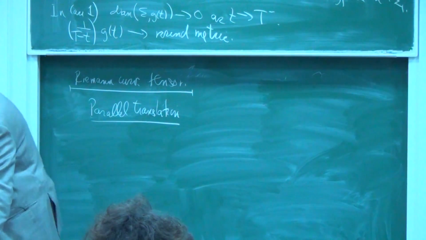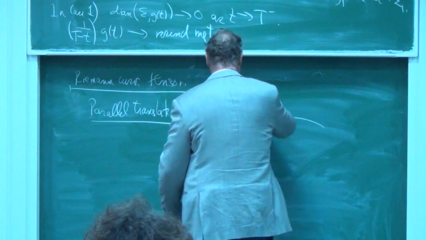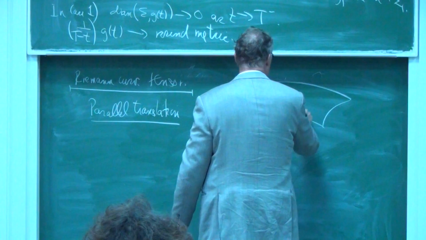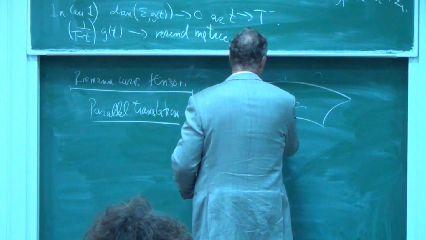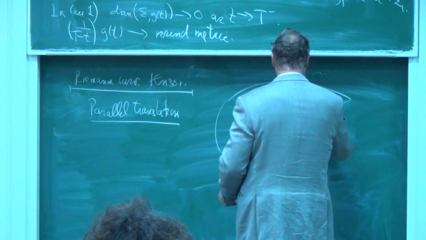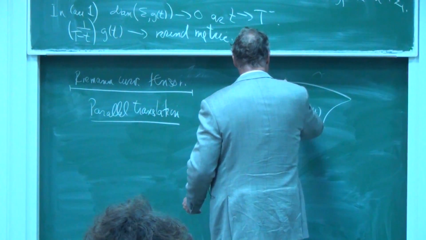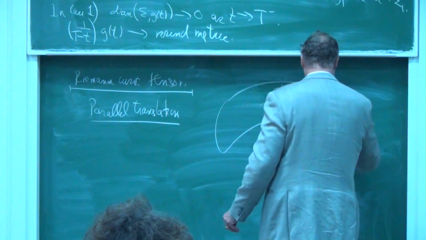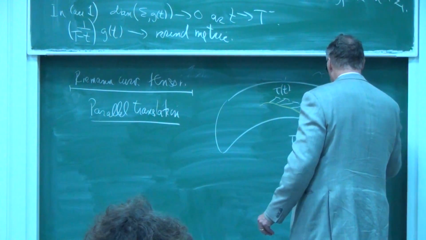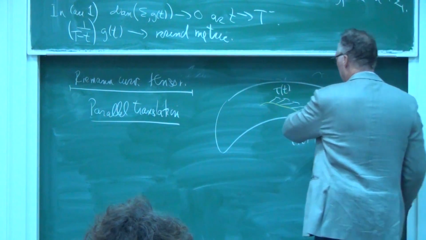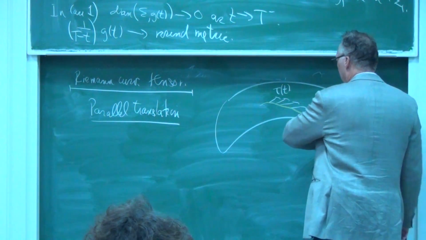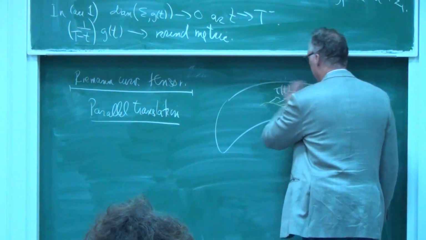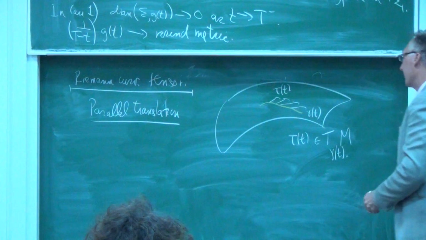Do we have any colored chalk? Yeah. So suppose I have a smooth manifold, and I have a smooth vector field on the manifold, and I have a curve gamma of t. And then I have these tangent vectors, tau of t, which is in the tangent space to the manifold at gamma of t. And let's imagine, for this example, that the manifold is actually embedded isometrically in Euclidean space. So I have a metric on the manifold which is induced from its embedding in Euclidean space.